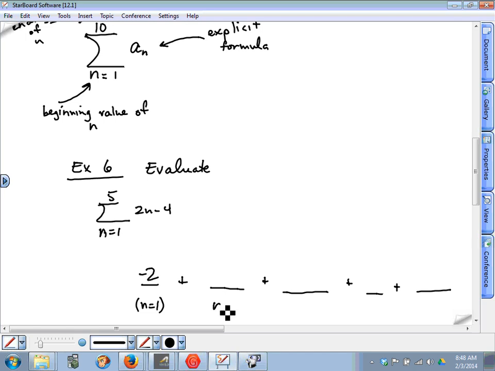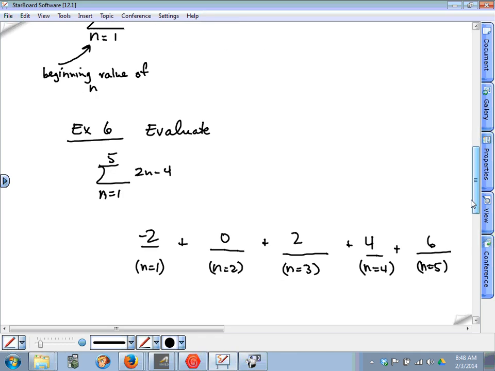-2. If n equals 2, we get a 0. If n equals 3, we're going to get a 2. When n equals 4, we get a 4. And when n equals 5, we get a 6. Those are the first 5 terms of this sequence. Okay, so the partial sum is what? 10.